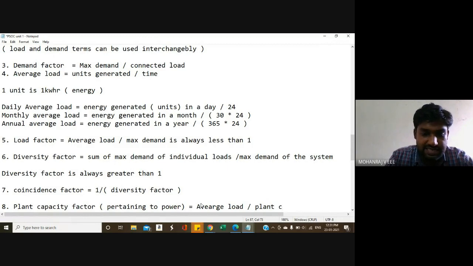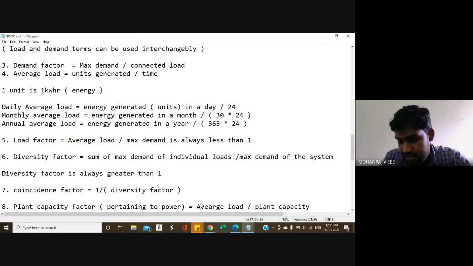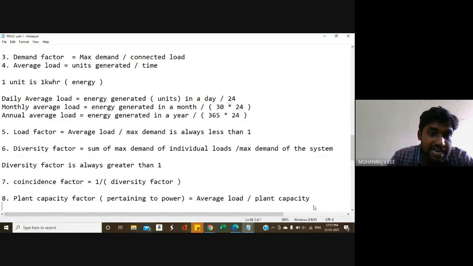Say you have a power plant. What is the capacity of the power plant? Say the capacity of Koodankulam nuclear power plant is 10,000 megawatt. Average load, say it is 5,000 megawatt, divided by plant capacity, 10,000 megawatt. So it becomes 0.5. Plant capacity factor becomes 0.5. So, average load by plant capacity. That is your plant capacity factor.